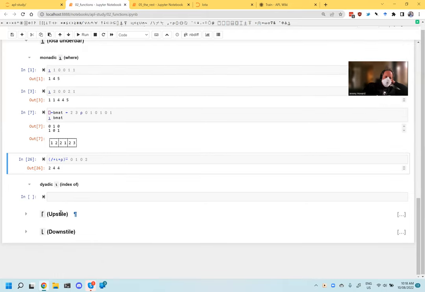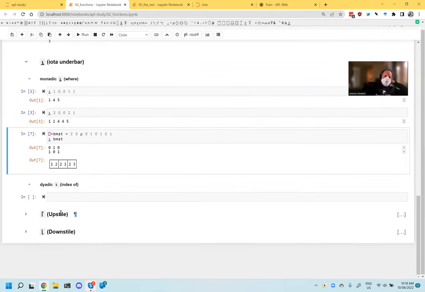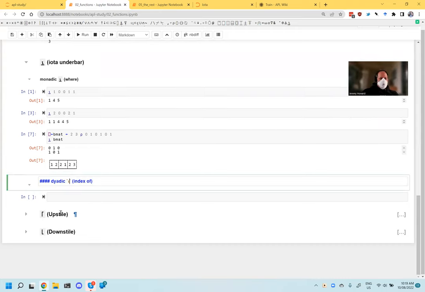A single line in the docs to say this is how you can define iota underbar would have made that a bit faster, but I guess it'd be less fun. Okay. Yeah. Dyadic iota underbar.